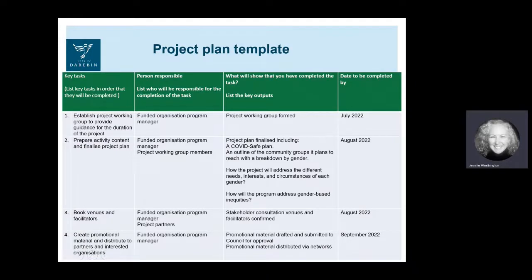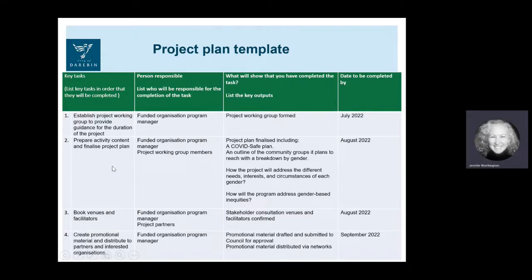So for projects that are $7,000 or more, we are asking for a general project plan. And the project plan, this is an example of what should be included. So the key tasks: what's going to happen, who's going to be responsible for it, what will happen at the end of those tasks, and when. So for example, you might want to establish a project working group to help with the planning and making the event happen.